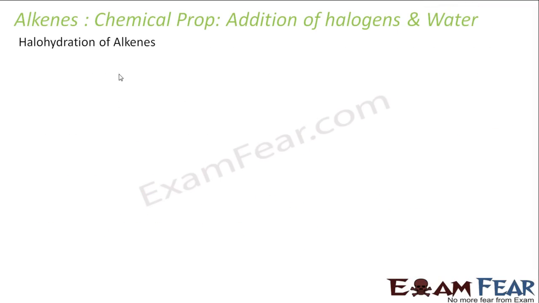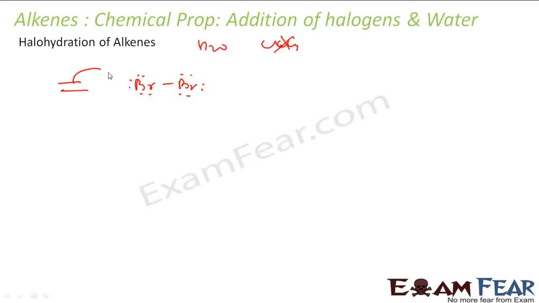This is called halohydration of alkene. So I'll take the same example in the presence of water. CCl4 is not used here. So what happened? The same double bond. I have my bromine here. This double bond will attack this guy, right? This will attack, this bond will break, this will get a negative charge, and this will get a positive charge.